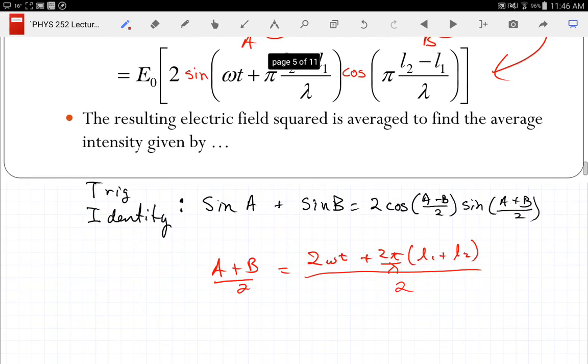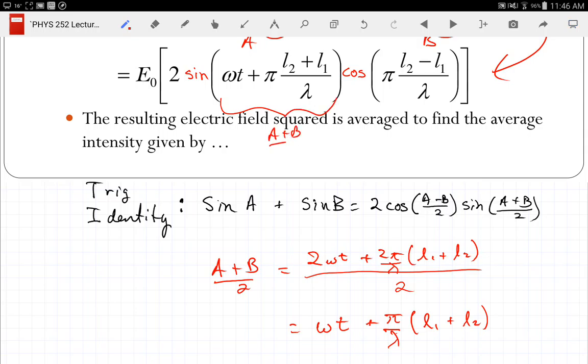If we simplify that, 2 omega t divided by 2 is omega t. 2 pi over lambda divided by 2 is pi over lambda. I keep writing English L's instead of Greek lambdas. So there's what we get with A plus B over 2. So that's what we should have for the argument of the sine. Got a question?